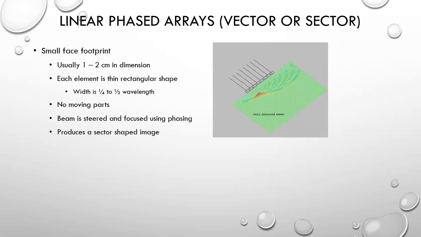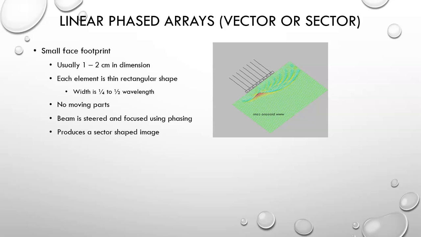With linear phased array transducers, either a vector or sector type transducer, these will have a small footprint, usually 1 to 2 centimeters in dimension. If you want to think of the hockey stick probe, if you've ever seen me use that with the machine, that's a linear phased array transducer, which is considered a sector shape or vector shape transducer. These have no moving parts, and the beam is steered and focused using phasing.